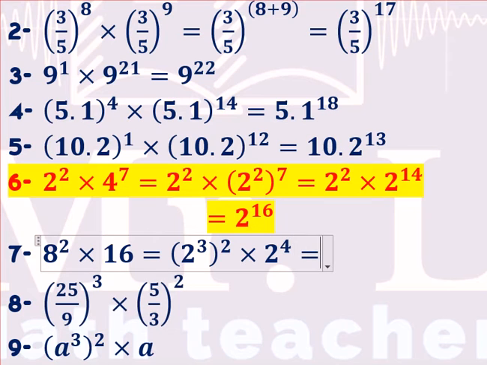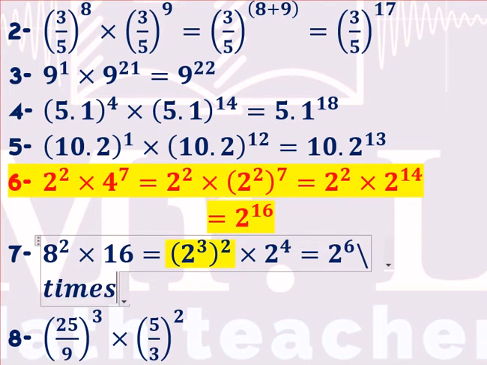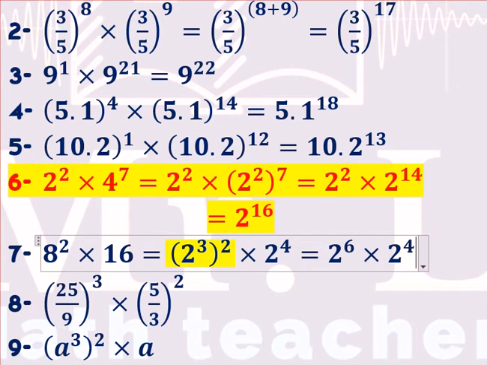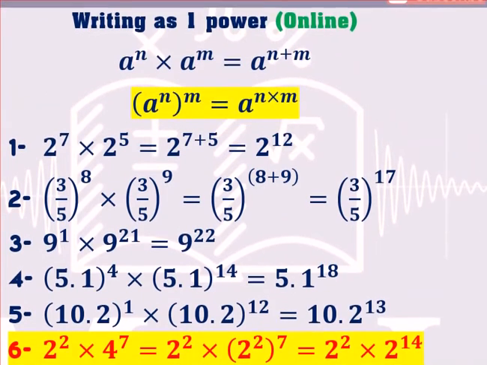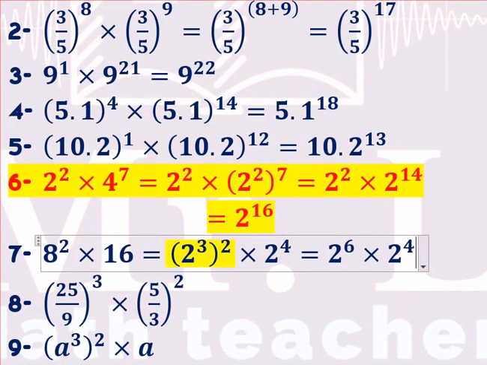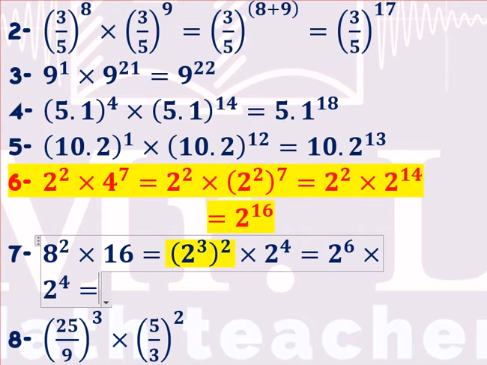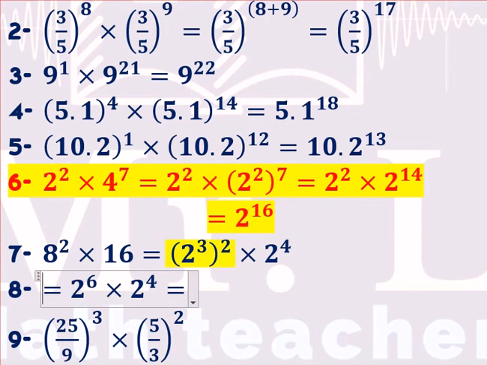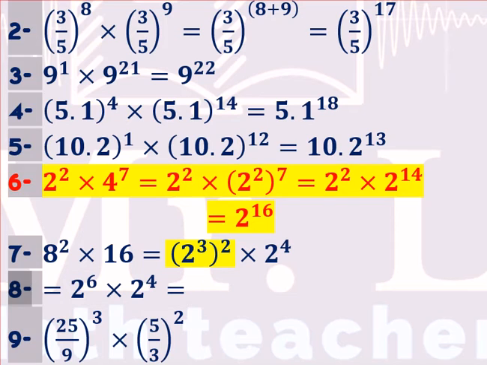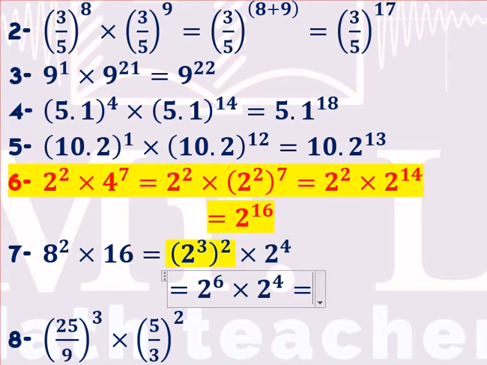So now after that, you start by simplifying the first term, which is 2 power 3 raised to the power 2. This will give 2 power 6, right? Multiplied by 2 power 4. And as you see, it's 2 power 6 because I used the second rule here. Now after that, guys, as you see, I have the same base, right? So all you have to do is add the powers. So it will give 2 power 6 times 2 power 4, it will give 2 power 10.